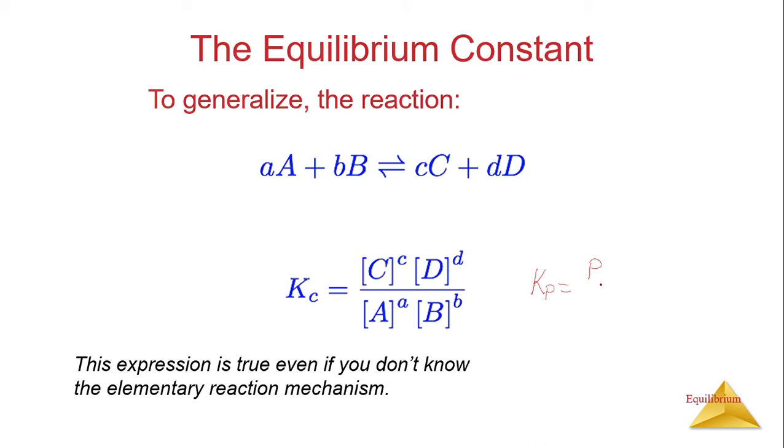So, for Kp, ang equilibrium constant expression natin dyan ay partial pressure of C raised to the power of c times partial pressure of D raised to the power of d all over partial pressure of A raised to the power of a and partial pressure of B raised to the power of b. So that's how you write the equilibrium constant expression for pressure. If pressure ang pinag-uusapan natin, Kp ang tawag natin.